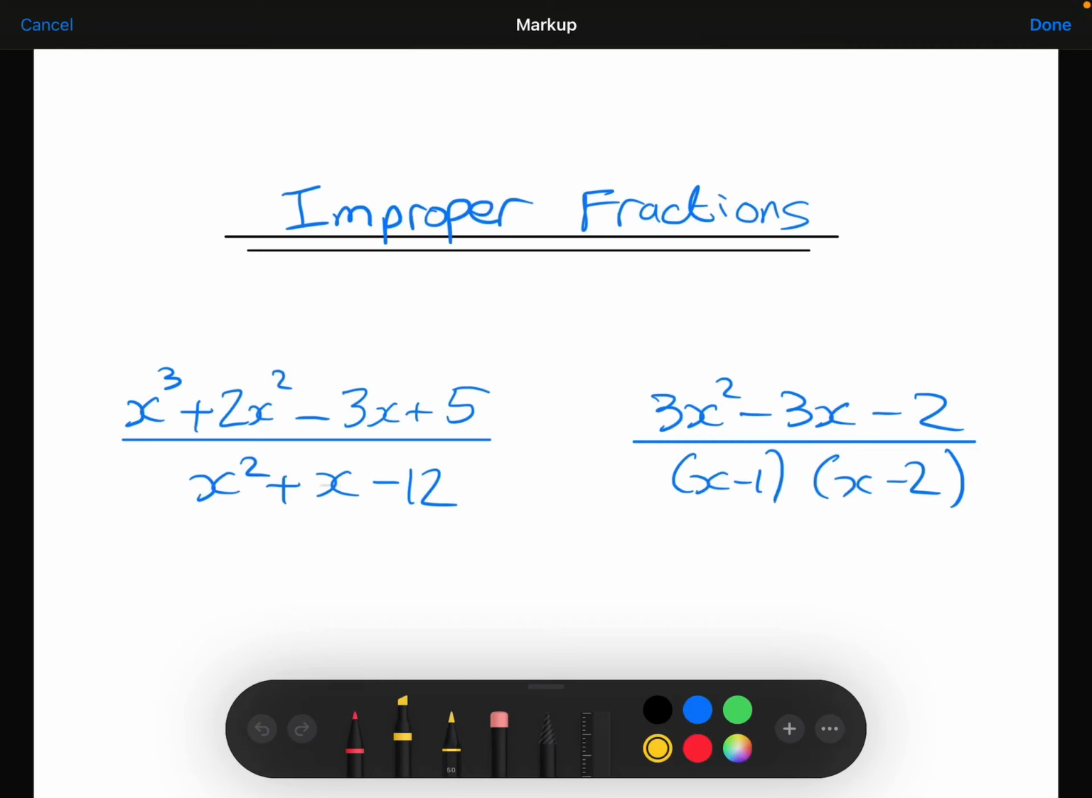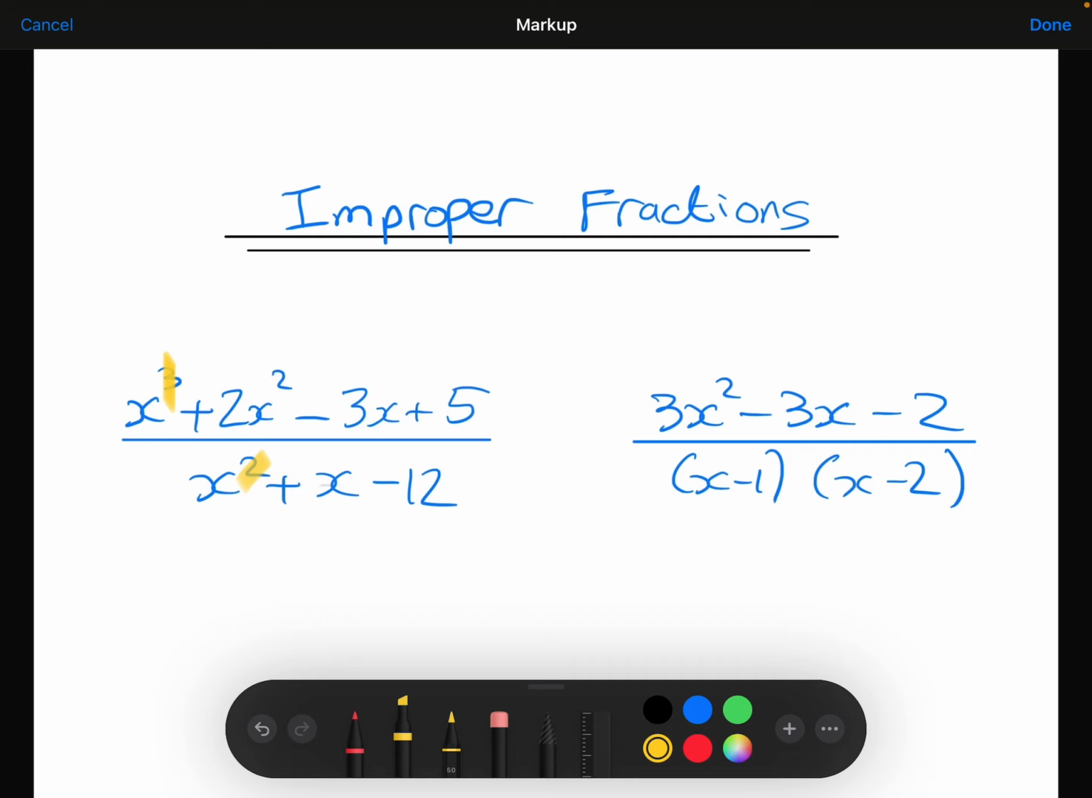This video is about how we can turn improper fractions into partial fractions. So first, let's remind ourselves what an improper fraction is. Both of these examples are improper fractions because the highest power on the numerator, which is called the order, is equal to or bigger than the order of the denominator. So in this first example, the order of the numerator is 3. The order of the denominator is 2.